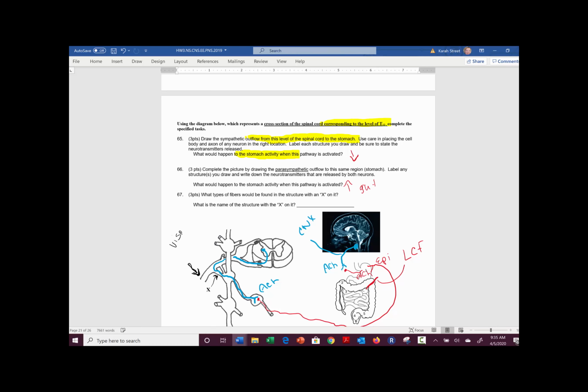visceral preganglionic fibers. We would also find visceral postganglionic. We would also find sensory afferent fibers. We would also find somatic motor fibers. So we would find every single type of fiber we have learned in this unit in an anterior primary ramus.